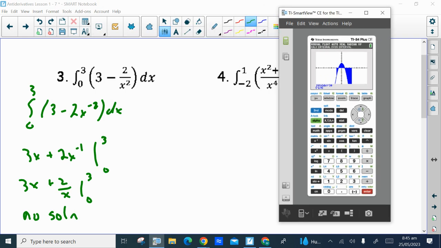Let's see. So y equals 3 minus 2 over x squared. Second function trace, number 7. The lower limit is 0. The upper limit is 3. Get an error.